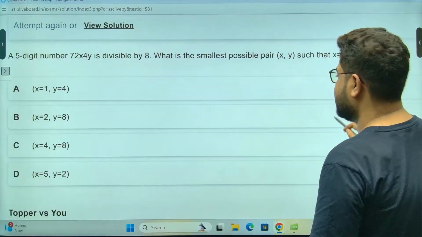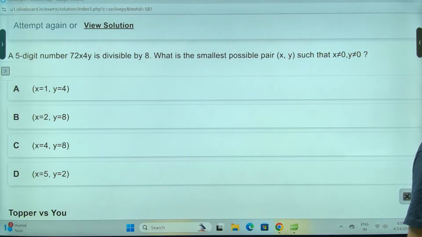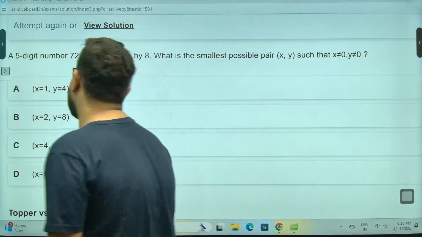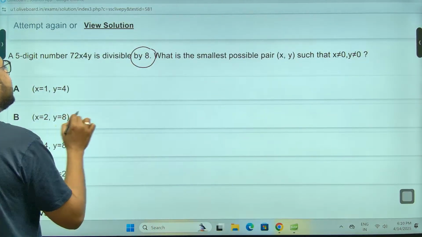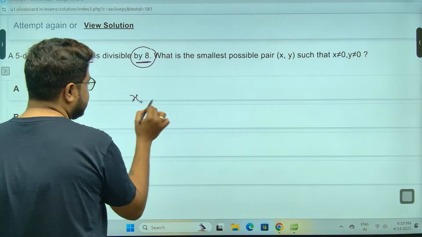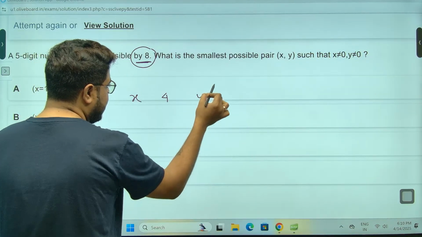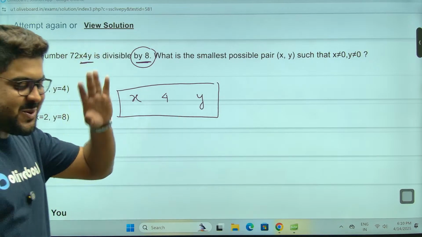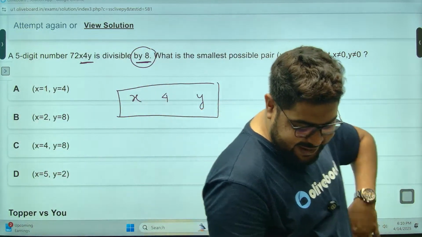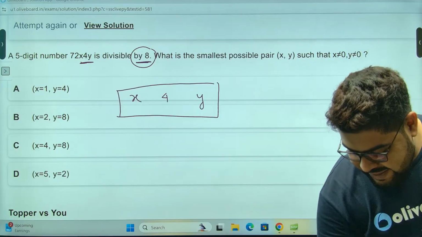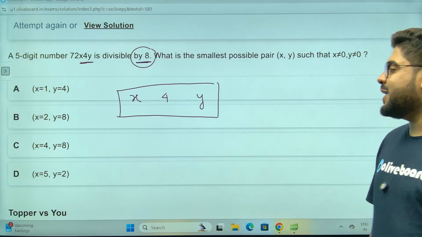A 5-digit number. This is divisible by what? 8. Okay, sir, the smallest possible pair with only one number. Sir, 8 means I need the last 3 digits: X, 4, Y. Sir, always in these questions, you do not actually need to do anything.